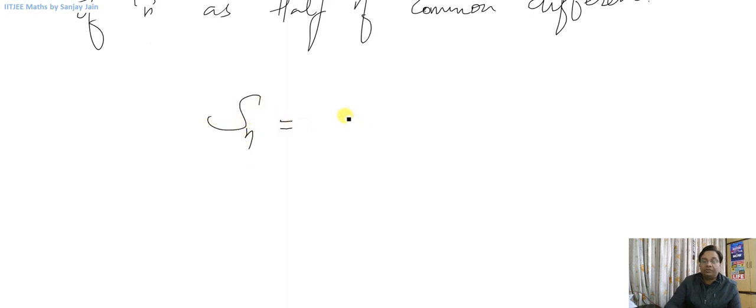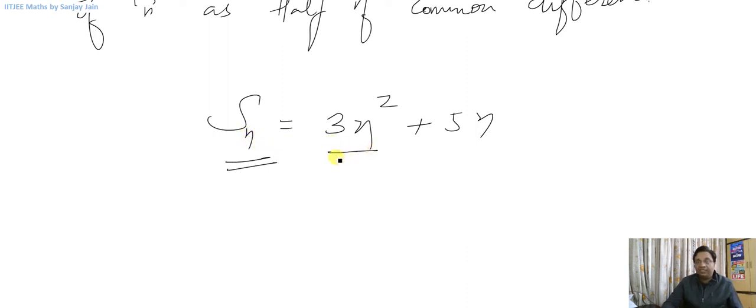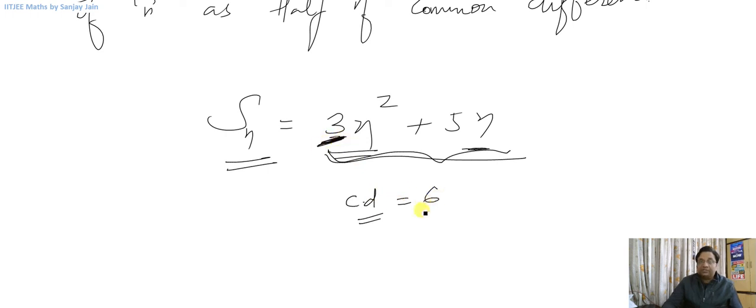is equal to, let us say, 3n² plus 5n, right? So I can simply say that if I write that sum of n terms of a sequence is 3n² plus 5n, I can identify that it is a quadratic expression with constant term as 0, right? So this is an AP, right? And what is the common difference of that AP? Common difference is double of this, that is 6.